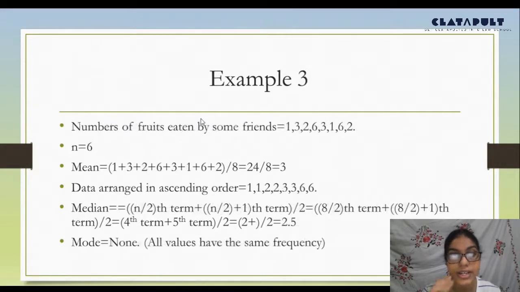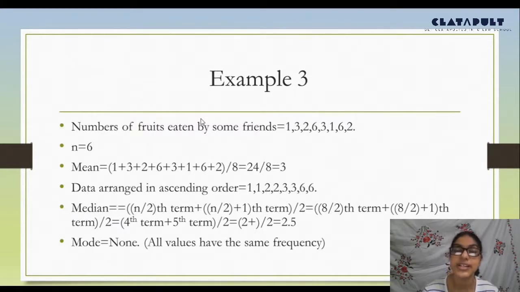For the third and final example, the number of fruits that are eaten by a group of friends. Each friend eats, say, 1 fruit, 3 fruits, 2 fruits, 6 fruits, 3 fruits, 1 fruit, 6 fruits, and 2 fruits. So separately, these are the values of fruits that have been eaten by a group of friends. The number of values in this case is 8. In that case, the mean for this value set will essentially be 1 plus 3 plus 2 plus 6 plus 3 plus 1 plus 6 plus 2 divided by 8, which is 24 by 8, which is 3.